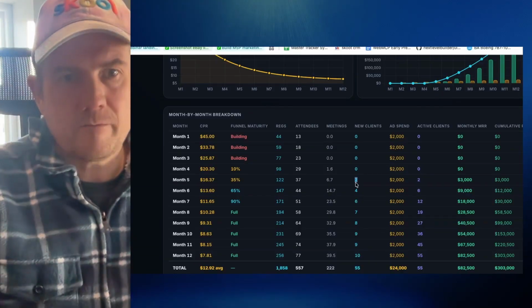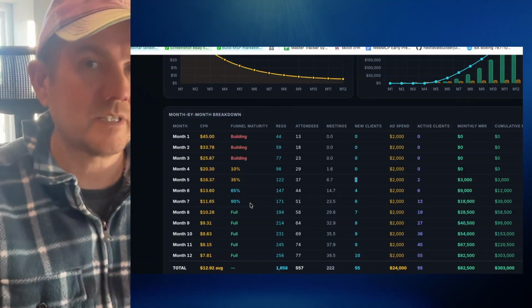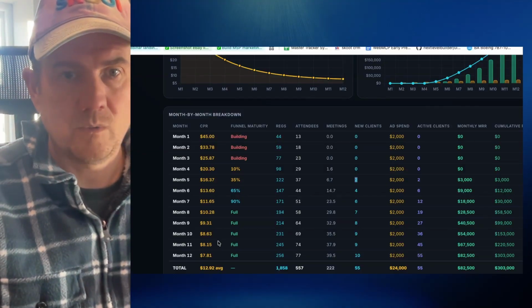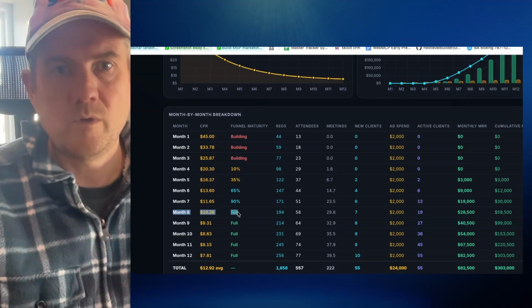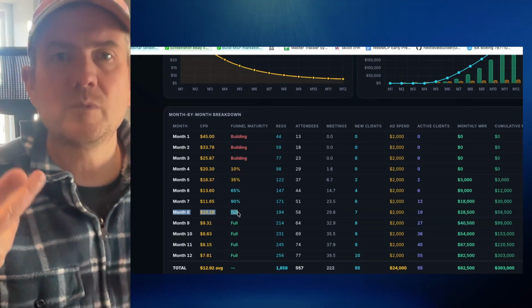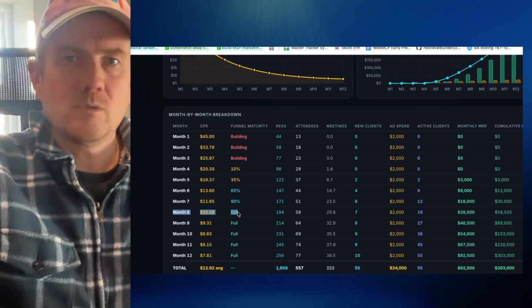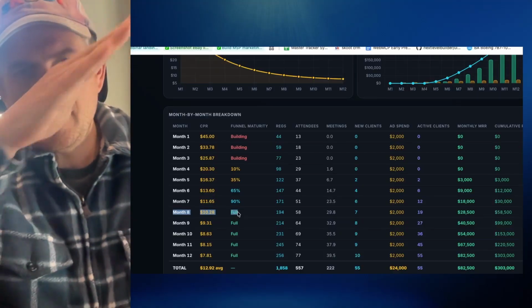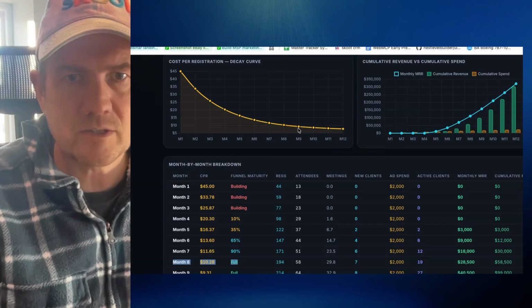And if we project out further, you can see by month 12, with the same ad budget, still at $2,000, where do we get to? We actually, month 8, we plateau. That's where the funnel is mature. The cost per registration has reached a plateau where we're not paying any less. It's come down completely. You can see that here in the graph. It starts to plateau.